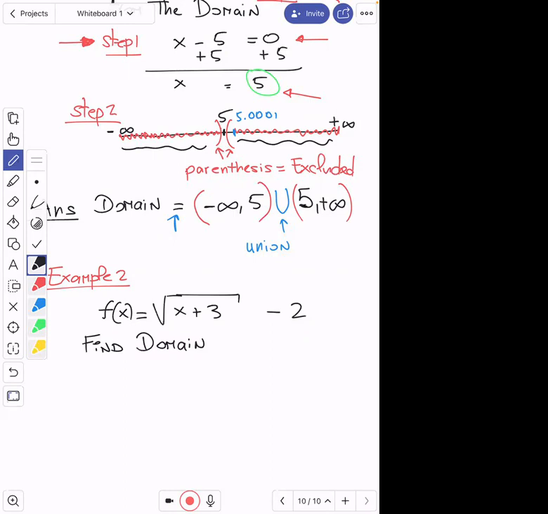As I said, there are 2 things to do. Whenever I want to find the domain, first you need to check if there's a division. Obviously here there's no division. That's good. And then the second thing to check is if there is a square root. Is there a square root? And the answer, of course, is yes, there is a square root.